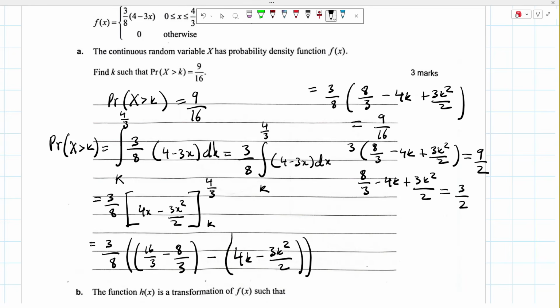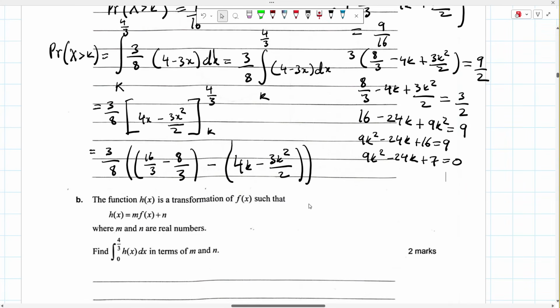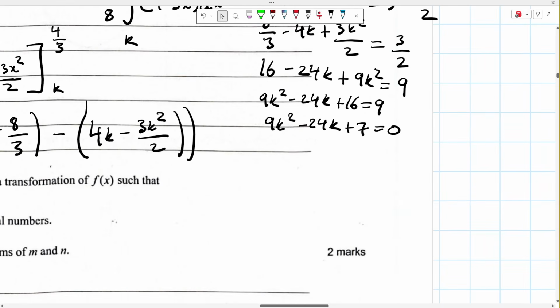Now I'm going to multiply both sides by 6 to get rid of every single fraction here. I don't like working with fractions, right? It's just easier to work with whole numbers. So if I multiply both sides by 6, I get this. So 9k squared minus 24k plus 16 is equal to 9. So 9k squared minus 24k, if we move the 9 to the other side, that just becomes a 7. Right, okay, this looks quite tricky to solve. Let's use the quadratic formula.